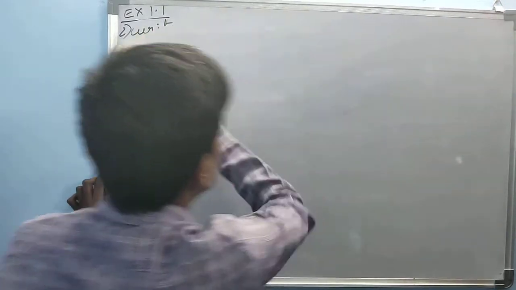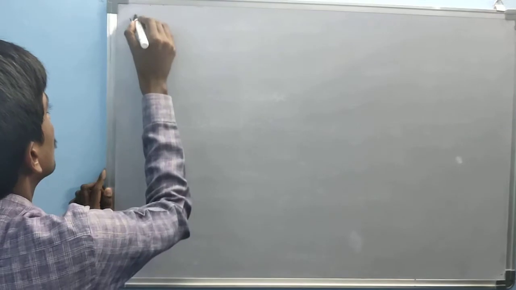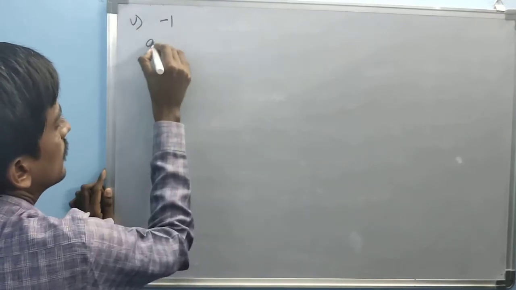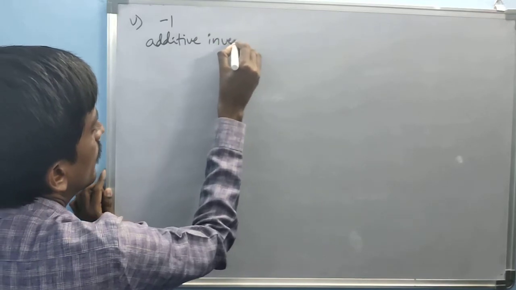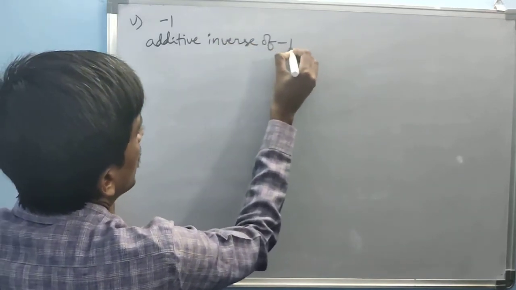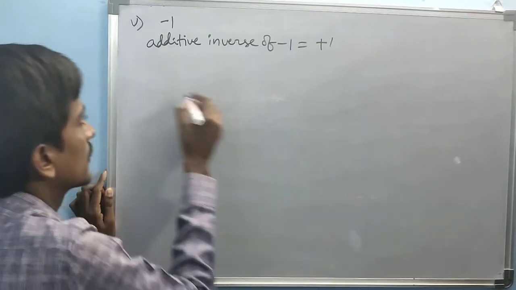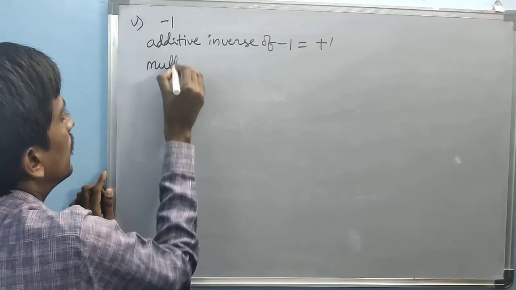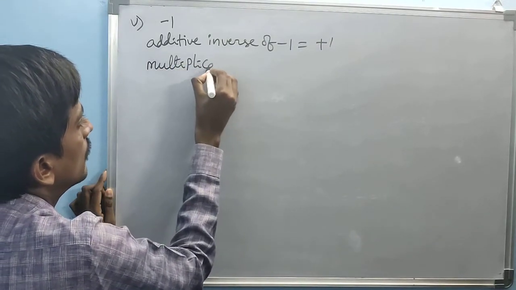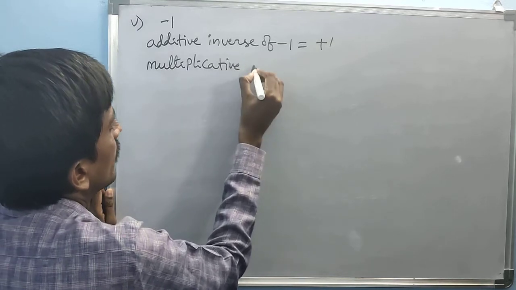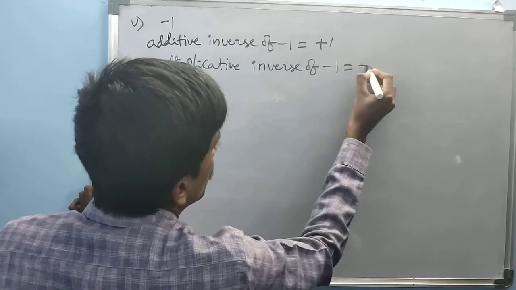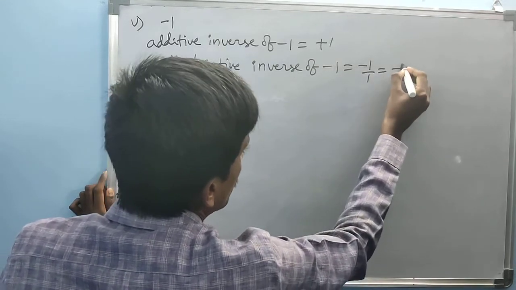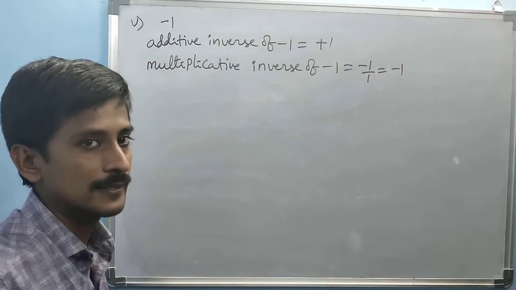Next, fifth one, minus 1. Additive inverse of minus 1 equals plus 1. Multiplicative inverse of minus 1 equals minus 1 by 1, which equals minus 1.